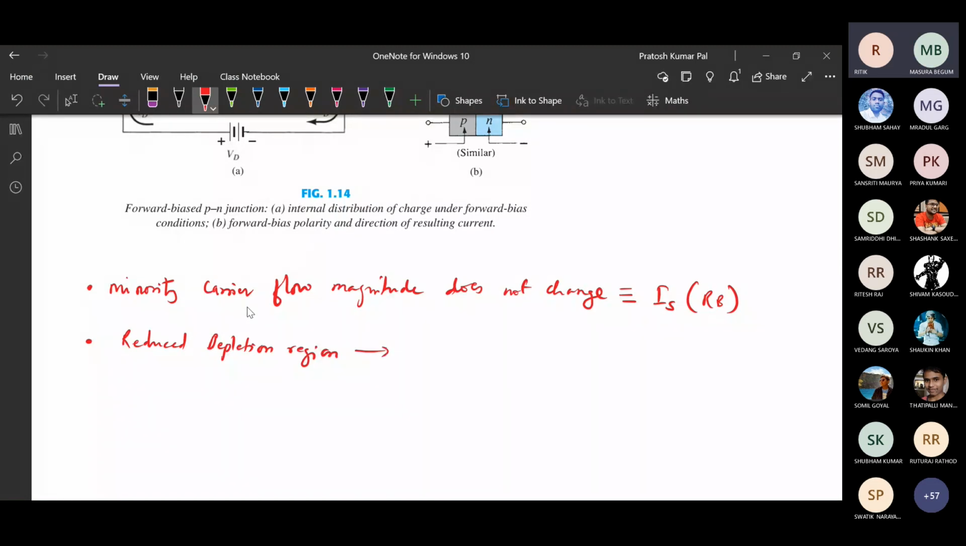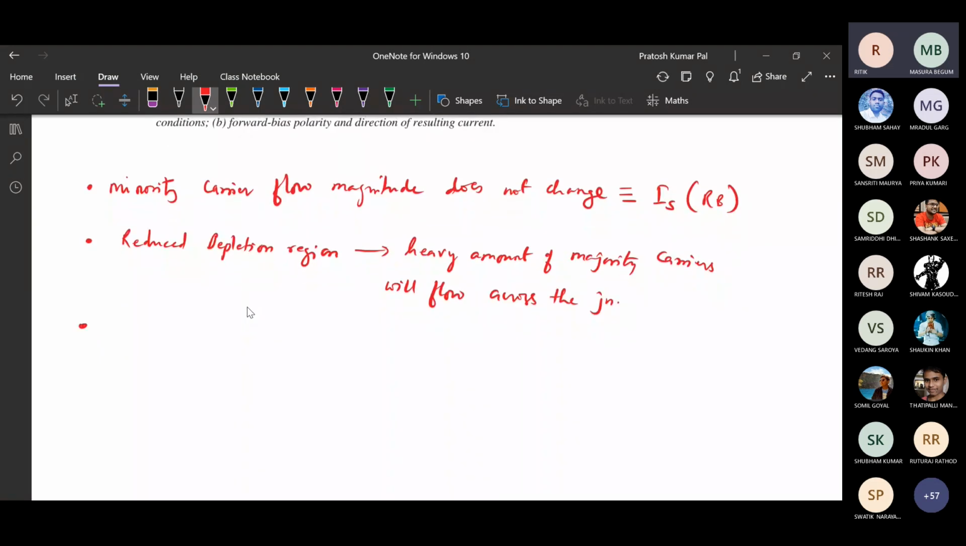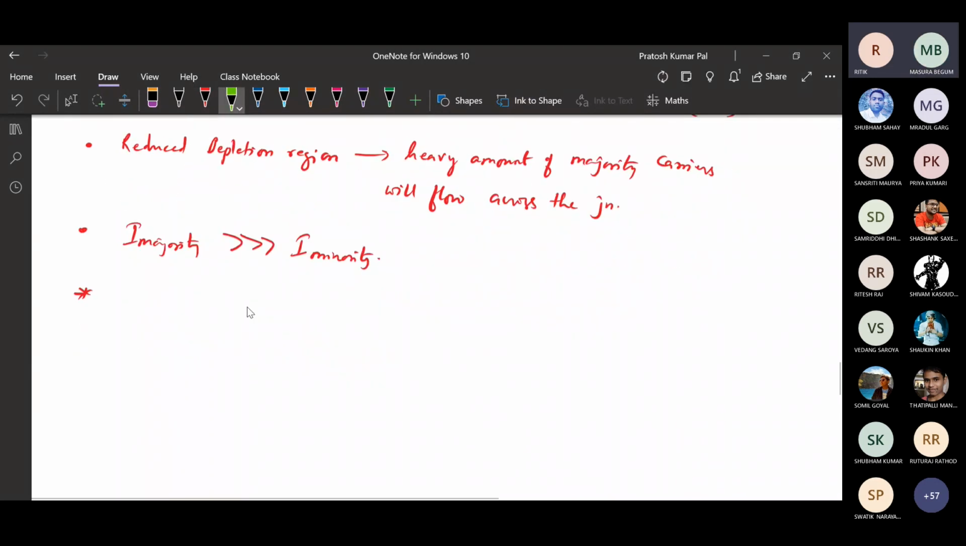So as it has a reduced depletion region, a heavy amount of majority carriers will flow across the junction. Okay, across the junction, most of the majority carriers will be flowing. So I majority will be very much greater than I minority.